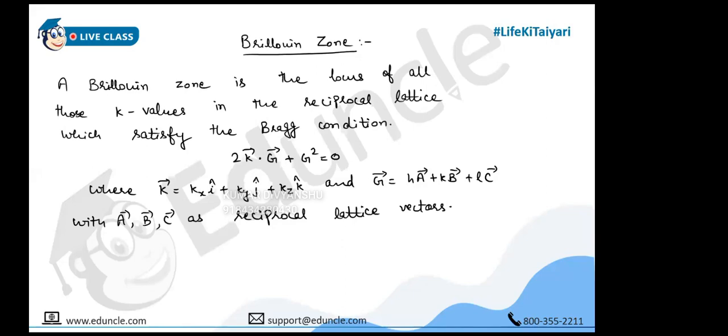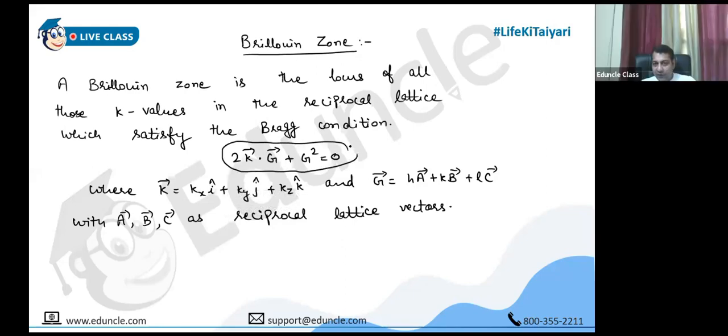Can you repeat, sir? We have to find those k values which satisfy this equation. This k is different. I'm using a different symbol for wave vector, because there is another k also corresponding to Miller indices. So let's change the symbol for wave vector. This k is the wave vector, which is 2 pi by lambda. So we have to find the k values which satisfy this equation.